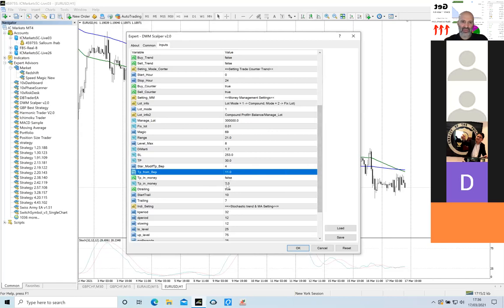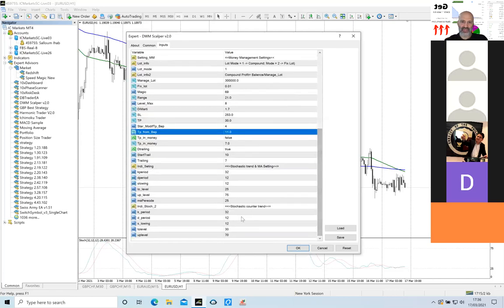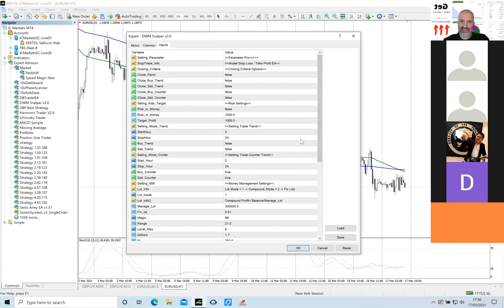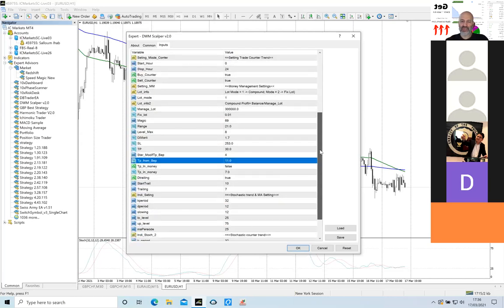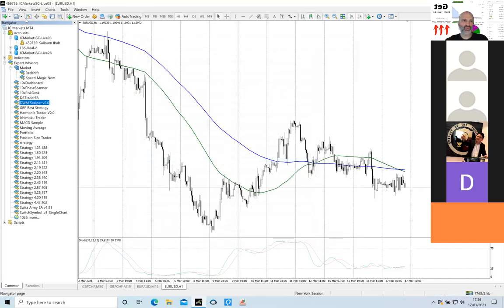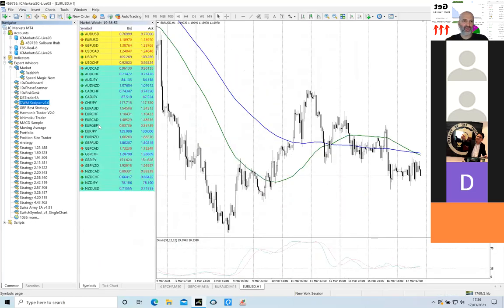11 pips. Okay, this is based on what I was explaining right now, and it will work 24 hours. I have no problem because it's a sideways market. So you just simply put OK. When you click OK, it will attach to this chart. If you want to use it on euro yen, you just have to change this chart. You have to select euro yen here.